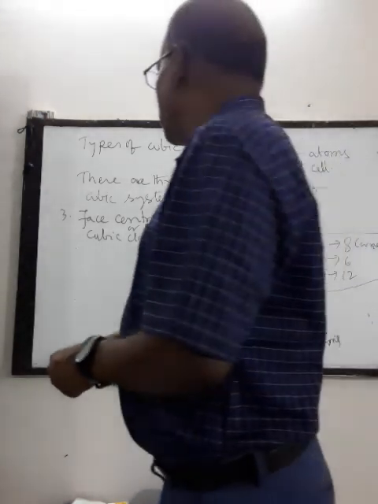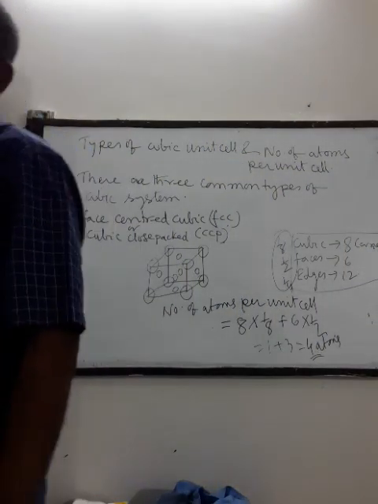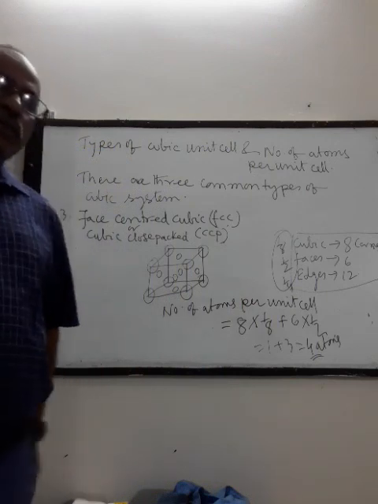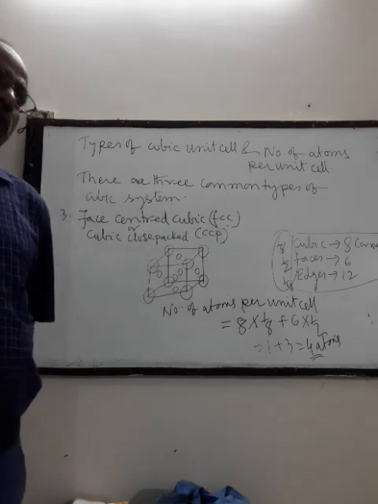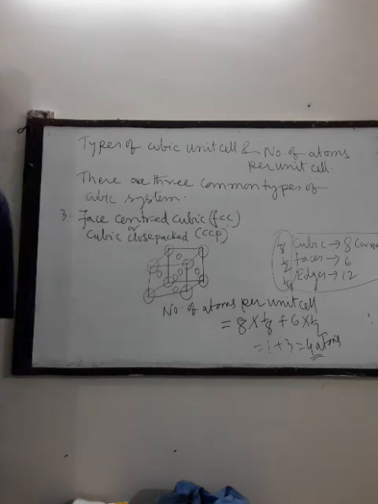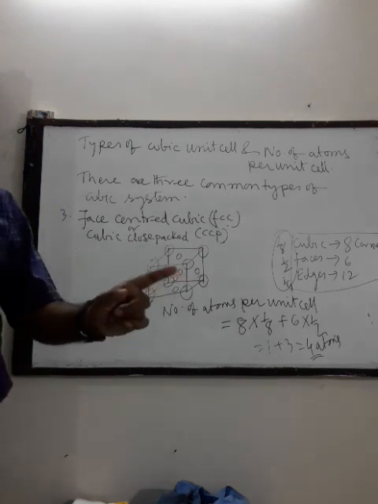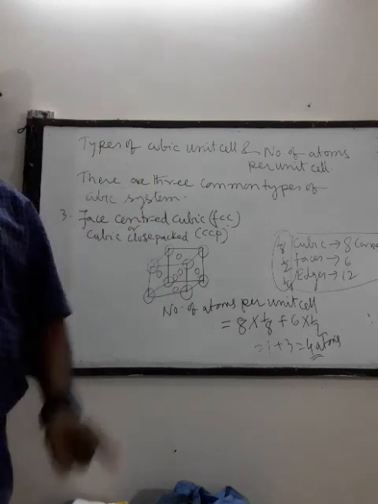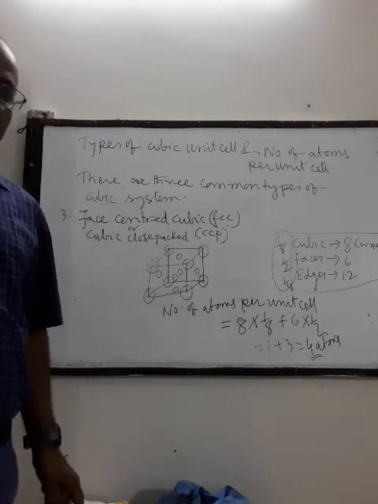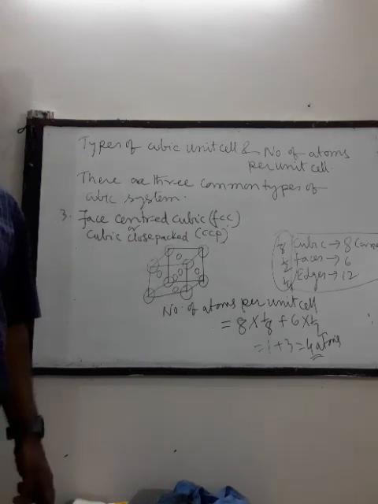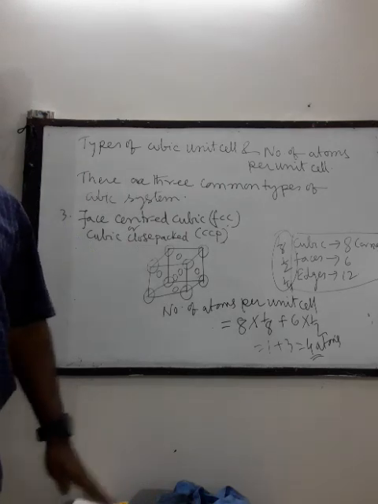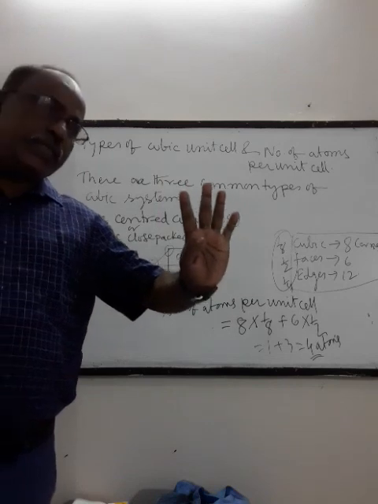So for simple cubic, number of atoms per unit cell is 1. For body centered cubic, it is 2. And for face centered cubic, FCC or CCP, number of atoms per unit cell is 4. To summarize: simple cubic, number of atoms per unit cell is 1; body centered cubic, BCC, it is 2; and for face centered cubic, FCC or CCP, it is 4.